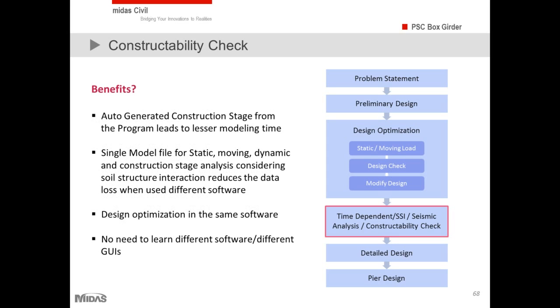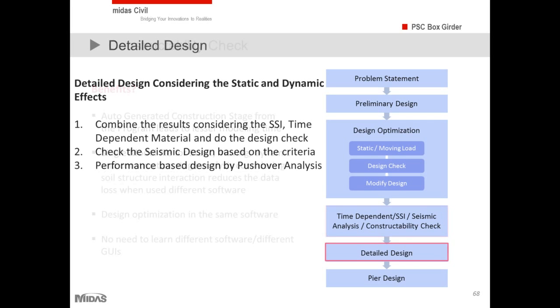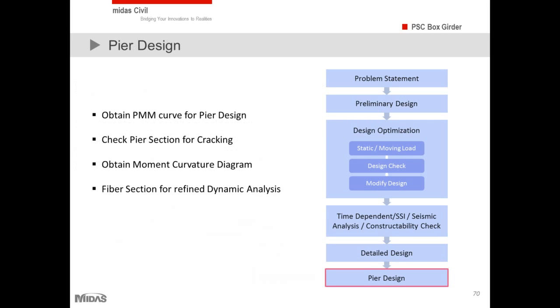And the benefit is that it saves you time. There is a single model file for static, moving, dynamic analysis, soil structure interaction, and construction stage analysis. It leads to simpler steps for design optimization. And you don't need to learn different softwares, different graphical user interfaces to do the design. You can just work with one software. And you can do the detailed design after the optimized design has been done.